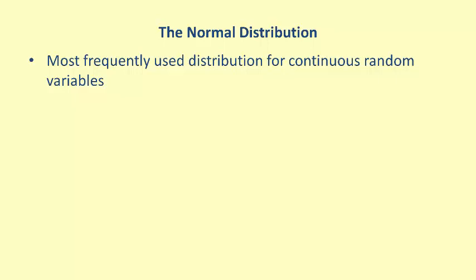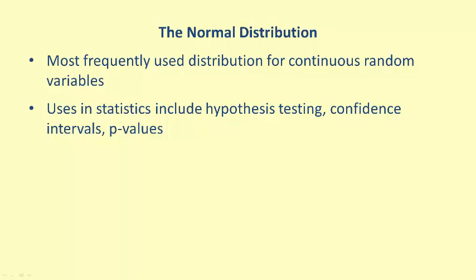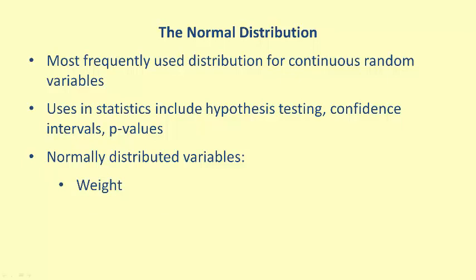The normal distribution is perhaps the most frequently used distribution when discussing continuous random variables. It has several uses in statistics, some of which include its use in hypothesis testing, creating confidence intervals, and calculating p-values. Some variables that could be described using the normal distribution include the weights of various objects, classroom sizes, total snowfall amounts, and race times.